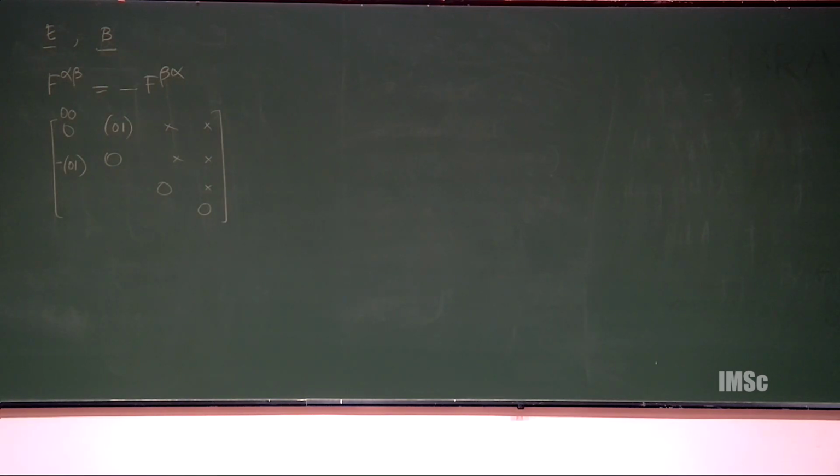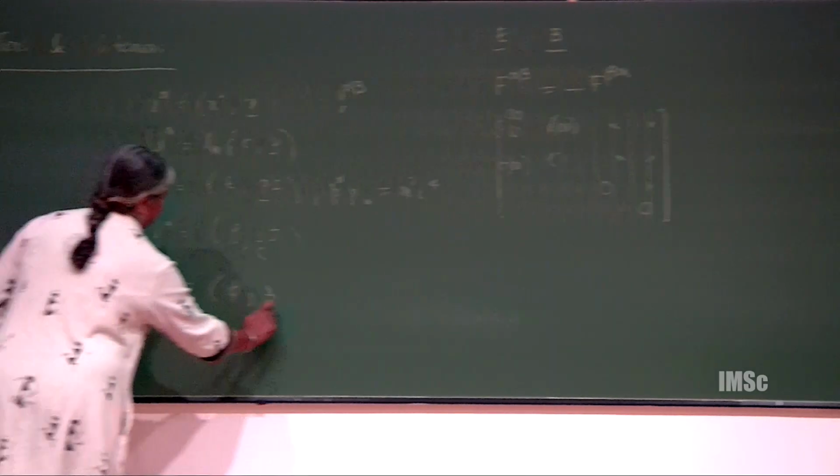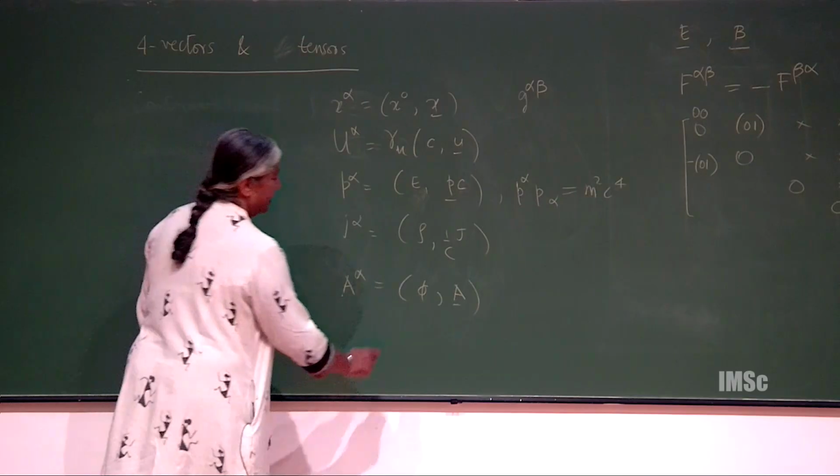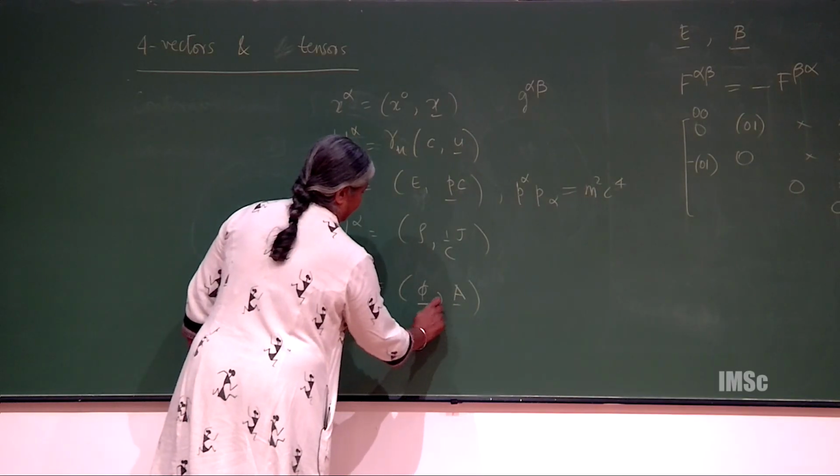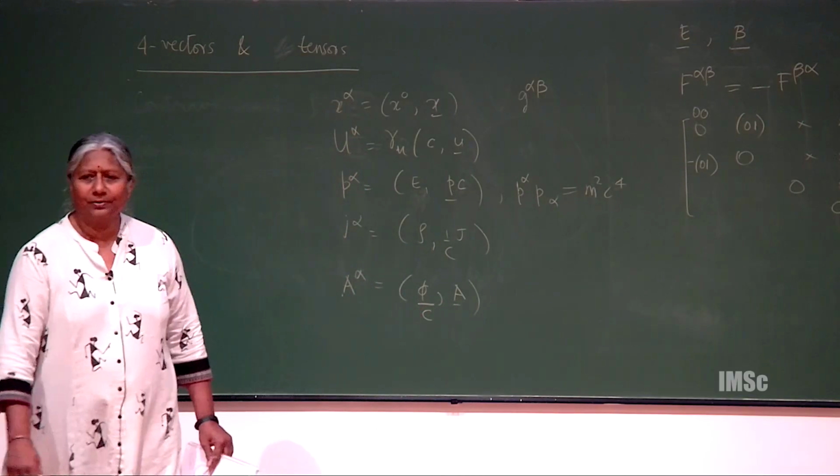Potentials, very nice, that's what I was looking for. So what are the potentials you know about? Vector and scalar. So can you put them together? How will you put them together in a 4 vector? So can I call it A alpha?